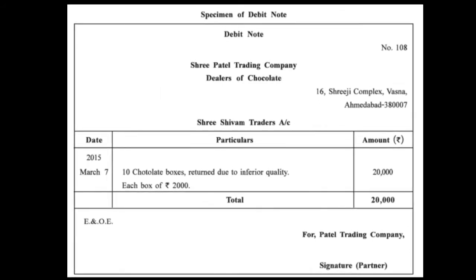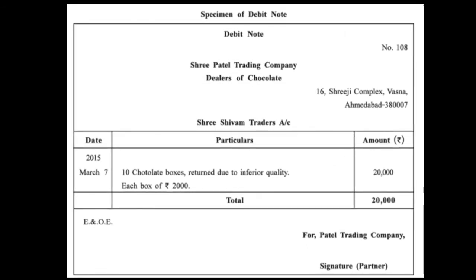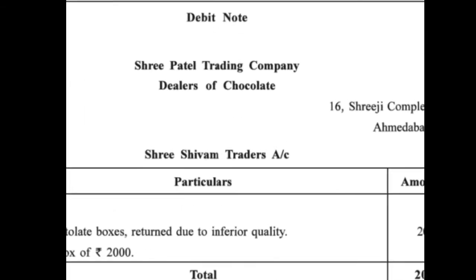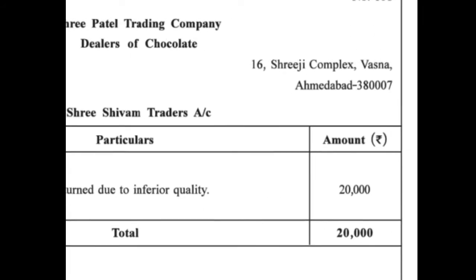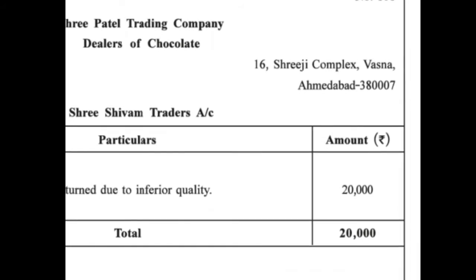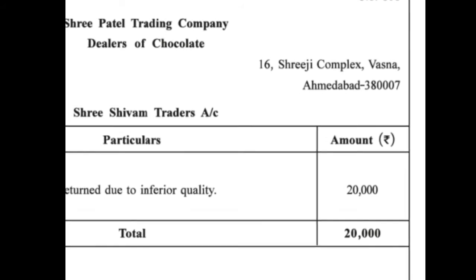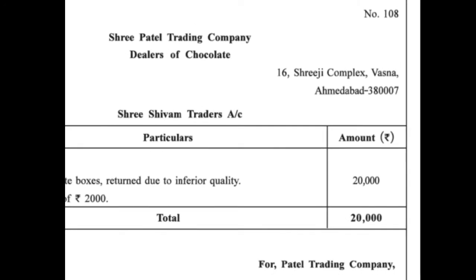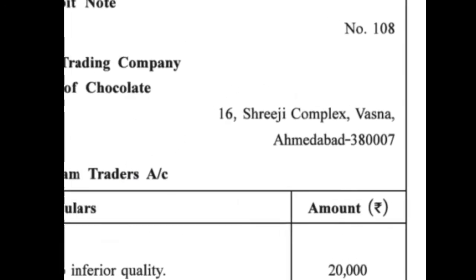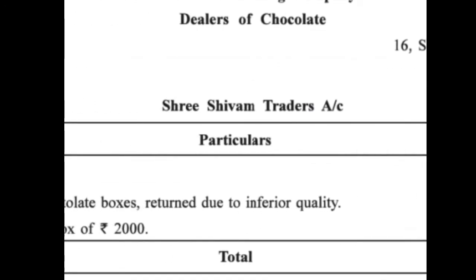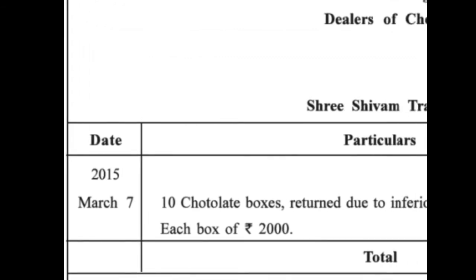Now, in a debit note, as we see in this specimen, we find the name and address of the supplier to whom the goods are returned. Here it is Shri Patel Trading Company, dealers of chocolate, 16 Shriji Complex, Vasna, Ahmedabad. This is the address and name of the supplier. After that, there is a debit note number and date. See, number 108 is the debit note number and the date written here is 2015 March 7th.